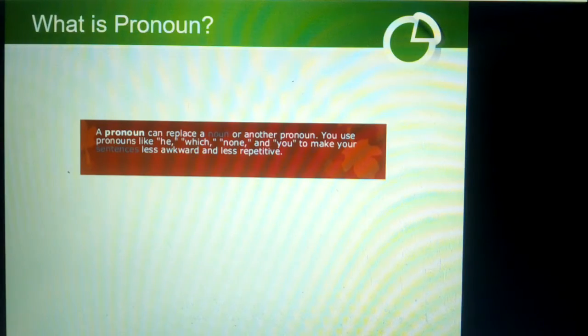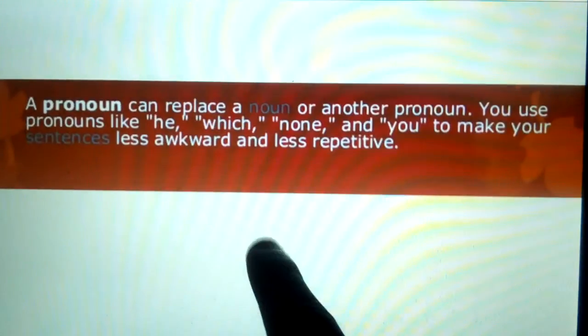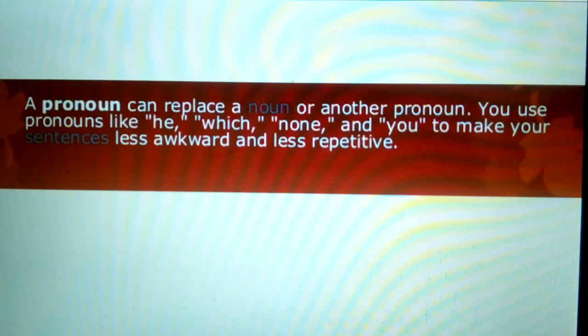What is pronoun? A pronoun can replace a noun or another pronoun. For example, he, which, none, and you are examples of pronouns. We use these pronouns to make sentences less awkward.